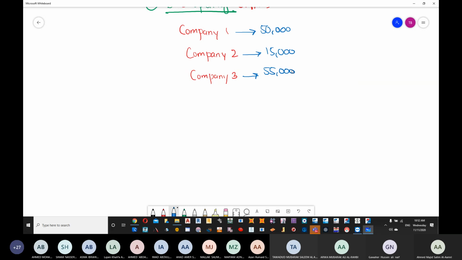Now you'll go for which company? Company number 2, company number 1, company number 3. Can you tell me, for those who have answered, why 1, why 2? Can you help me here?